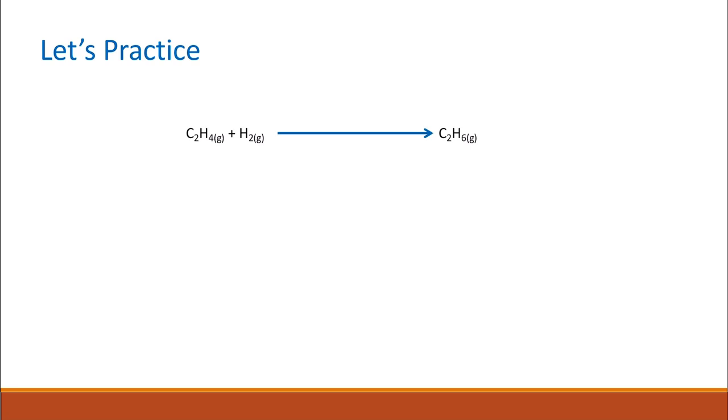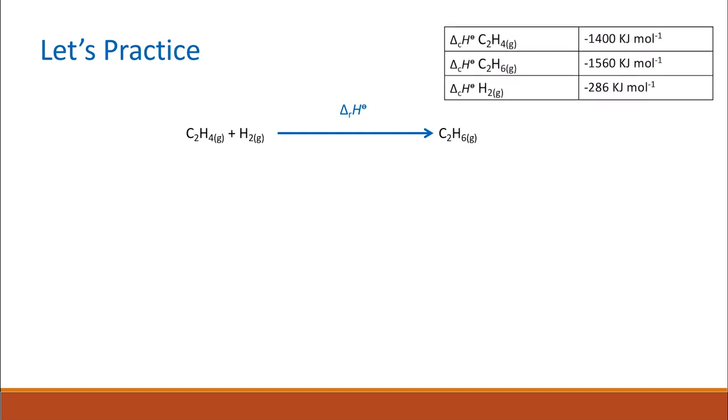Now let's practice using the enthalpy of combustion. So can you calculate the enthalpy of this hydrogenation reaction when you hydrogenate ethene to give ethane using this table, which gives you the enthalpy of combustion of the different reactant and product. You can pause this video and give it a try yourself before we actually look at the answer. Now let's answer this one.